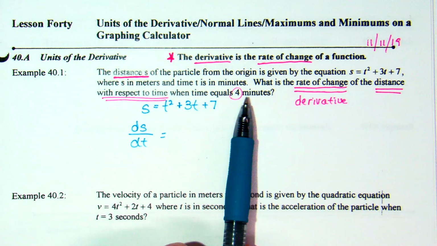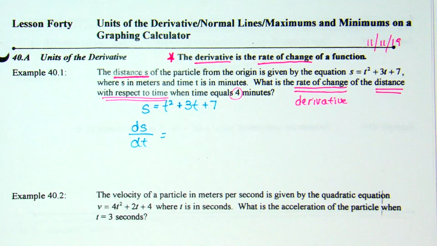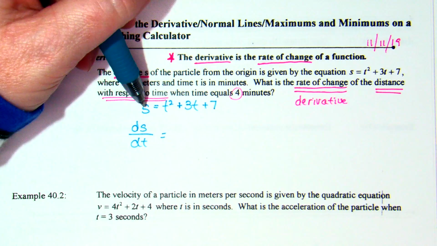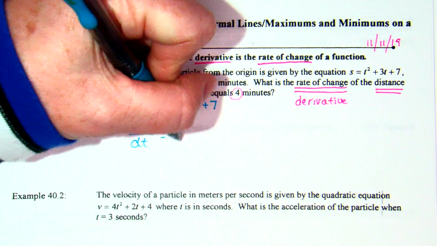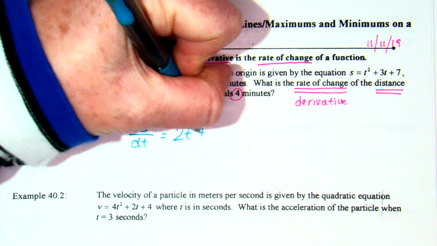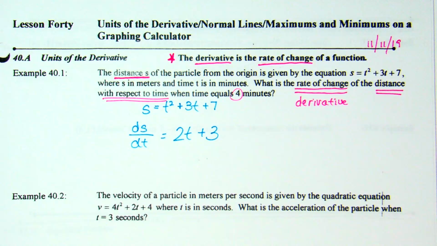What are we going to have to do with 4? Plug it in at the end, right? So we're trying to find the rate of change, the derivative, and then at 4 minutes, we'll plug 4 in at the end. So can you do it? Derivative of s, that's my ds dt. Derivative of t squared, 2t. Plus derivative of 3t, 3. Derivative of 7, 0.